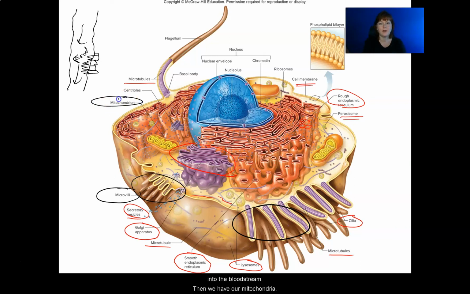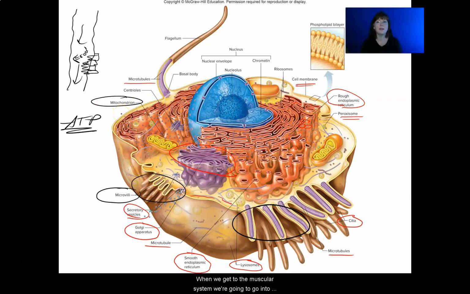Then we have our mitochondria. Now mitochondrion is singular, mitochondria is plural. When I ask people what the mitochondria do, usually the favorite answer is it's the powerhouse of the cell. But what does that actually mean? It's providing the energy or most of the energy for this cell, and specifically it's going to make ATP. So I don't want you to tell me it's the powerhouse of the cell. I do want you to be able to explain to me what that means. So I want you to explain that it's going to actually produce ATP.